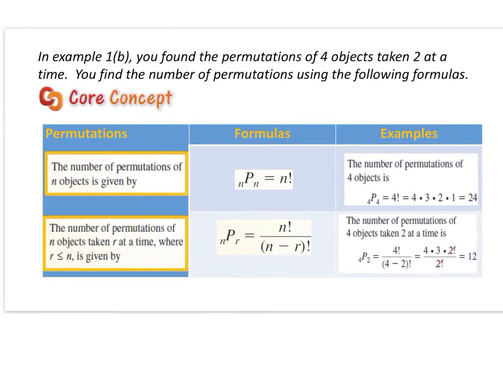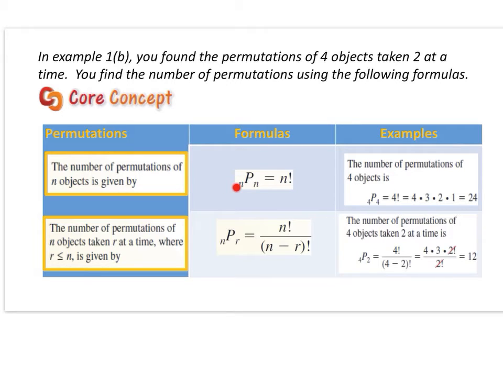All right, so we've got a core concept here. In example 1b, you found the permutations of 4 objects taken 2 at a time. So with the word July, we had 4 letters that we could choose from, but we only wanted the first 2 positions. So it was taking 2 at a time. You can find permutations using the following formulas. The number of permutations of n objects is given by, and we use the capital P for permutations. Notice the subscripts.